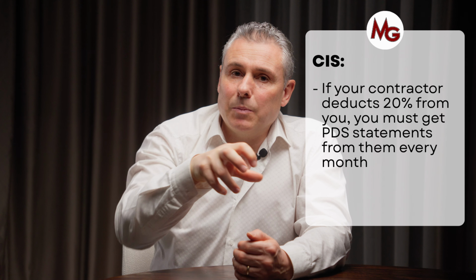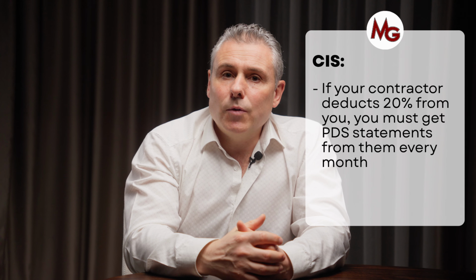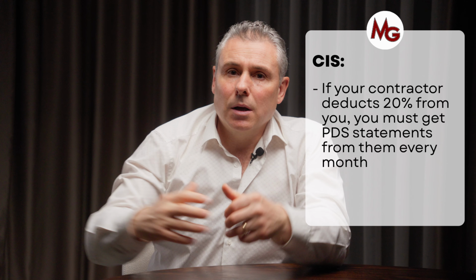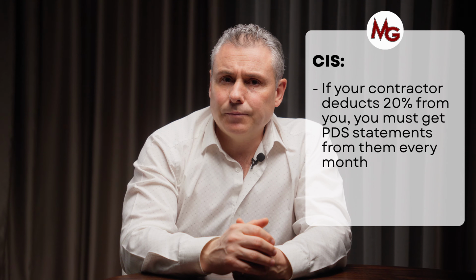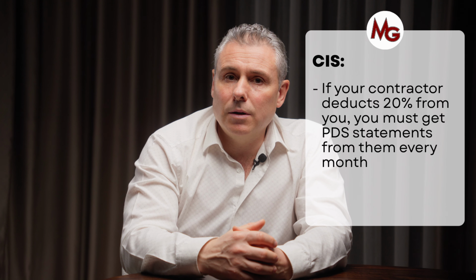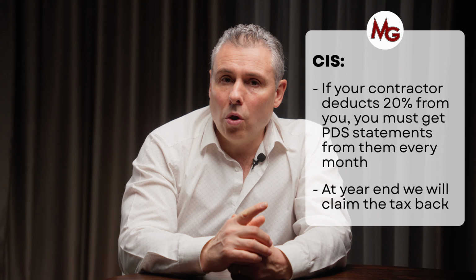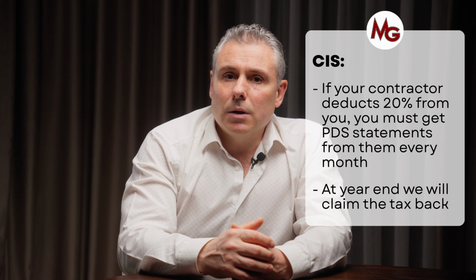The next point is for people who are running construction businesses. If that's you, CIS, Construction Industry Scheme rules may apply. What does it mean? If you work for contractors above you, they may deduct 20% CIS tax. If this happens, you must get CIS statements, payment statements or payslips. This shows how much income you have been paid and how much CIS tax has been taken. You should get these statements every month. Sometimes you receive them once in the year. At the year end, we will claim the tax back. So always collect all your CIS statements. Very, very important, so that we can claim your tax.